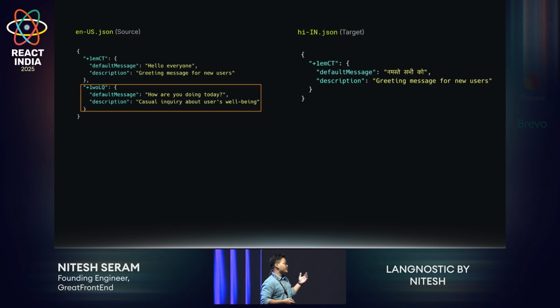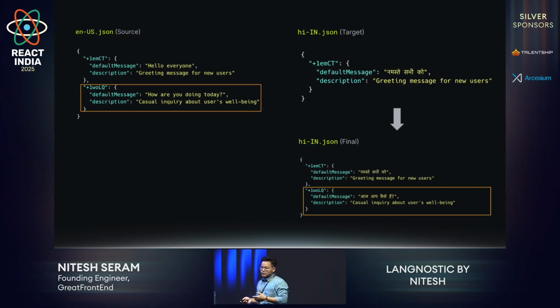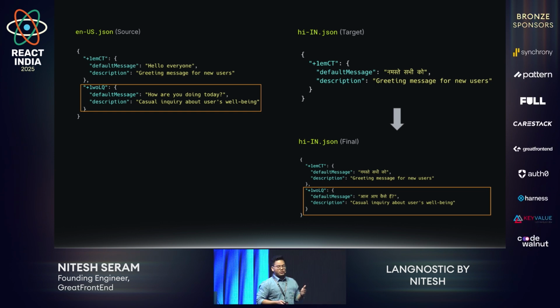You see that there is a missing string in that particular JSON file. So it's obvious that those strings need to be translated from the source JSON file. After the translation, you add that particular string into the target file.